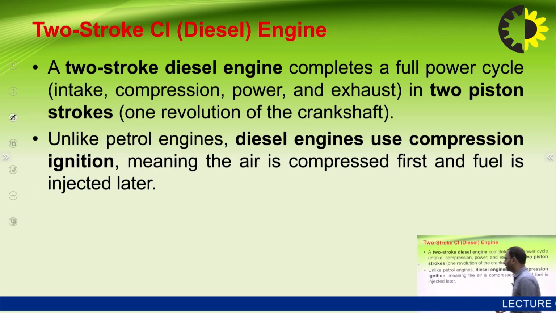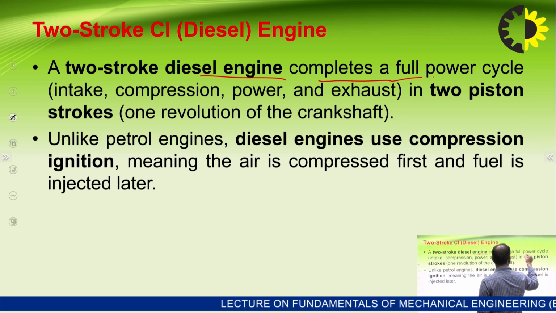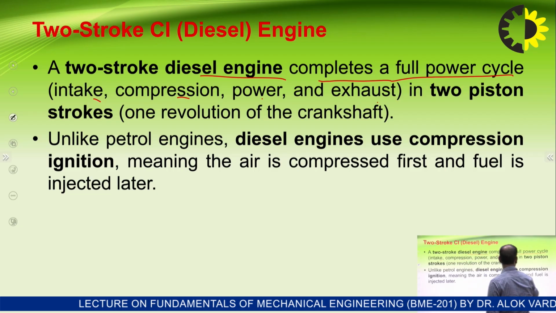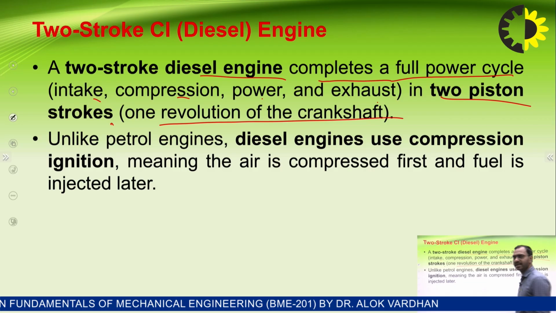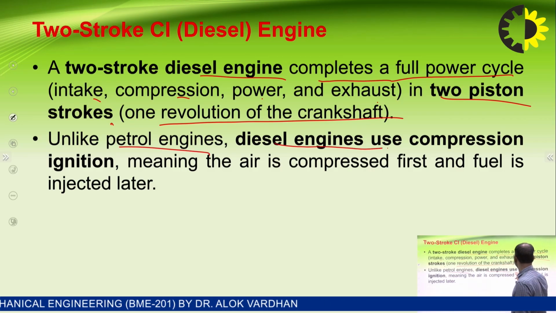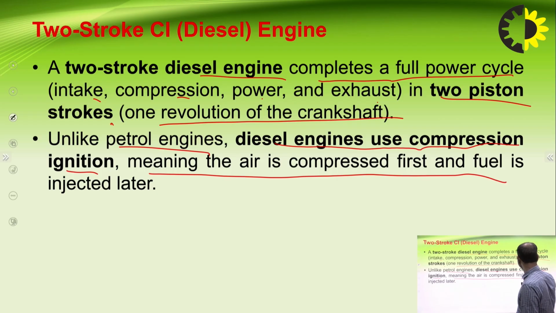Lastly, I will discuss the construction and working of the 2-stroke CI diesel engine. A 2-stroke diesel engine completes a full power cycle, intake, compression, power and exhaust, in 2 piston strokes or 1 revolution of the crankshaft. Unlike petrol engines, diesel engines use compression ignition, meaning the air is compressed first and fuel is injected later.